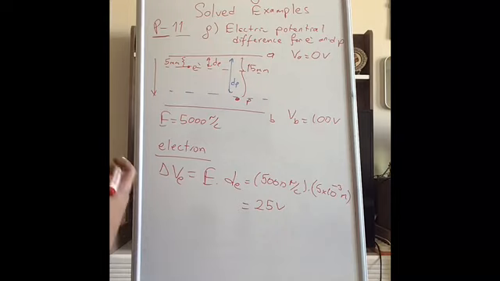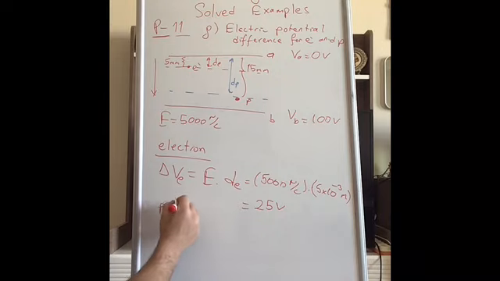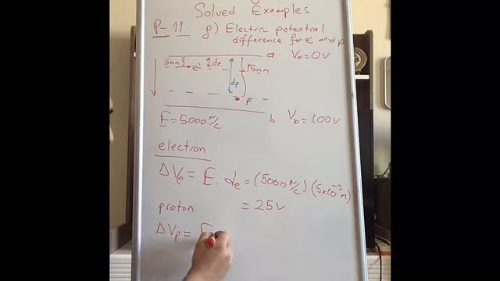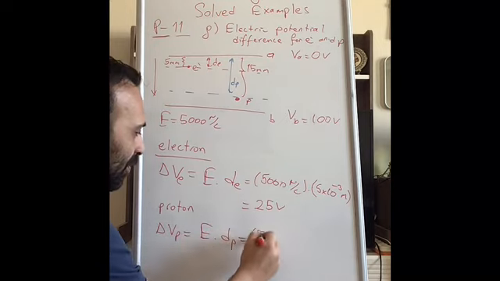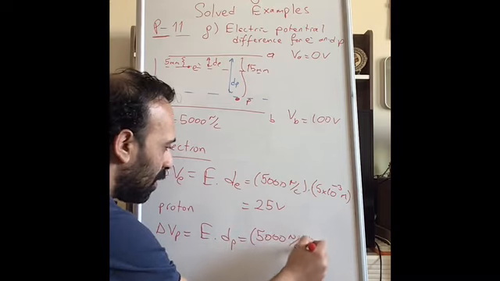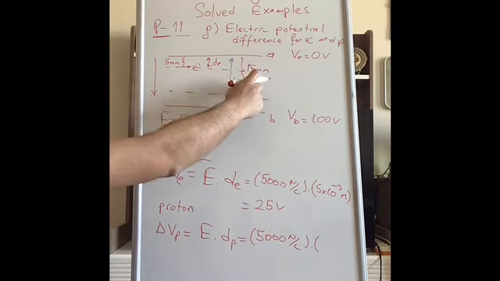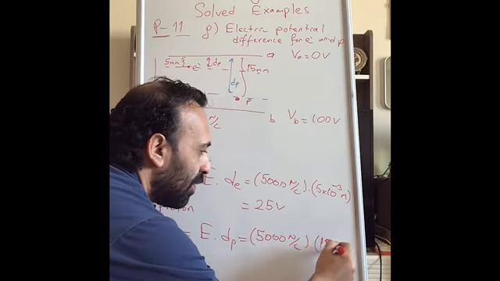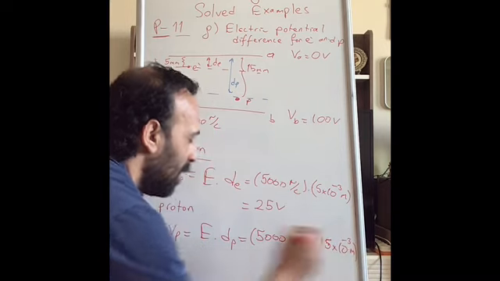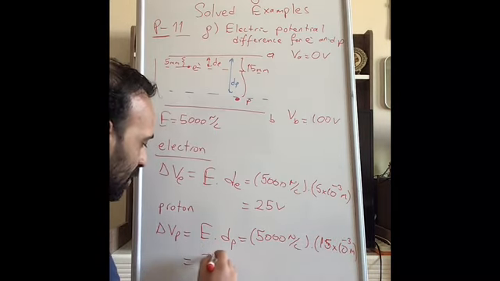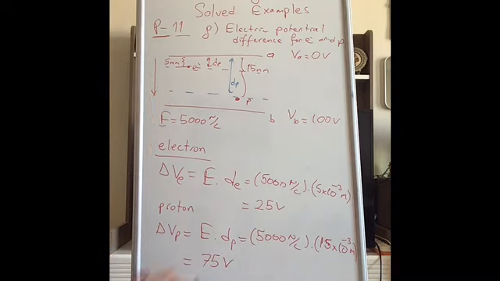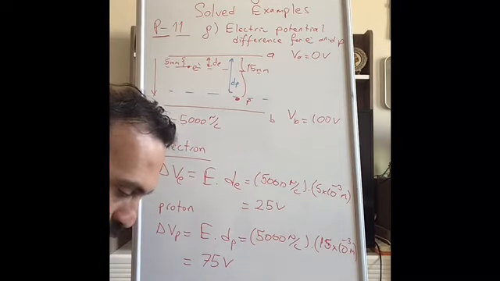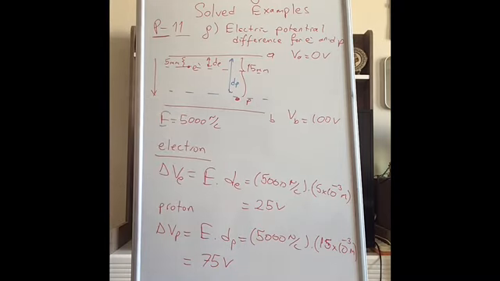Now the similar calculations, but for the proton. So delta Vp equals the electric field times dP, and it is 5,000 Newton per Coulomb times, it was 15 millimeter below the positive plate, so the separation is 15 millimeter or 15 times 10 to minus 3rd meter. So we can just write it is 75 volt, which is the electric potential difference for the proton. And now I think with this part, we're done with this problem.